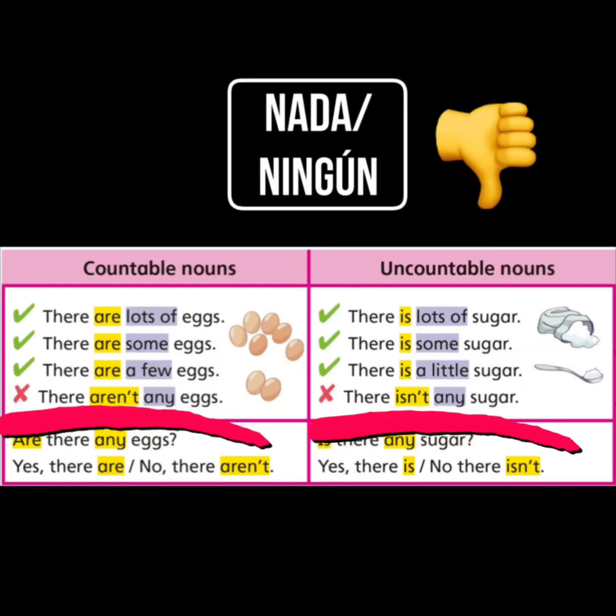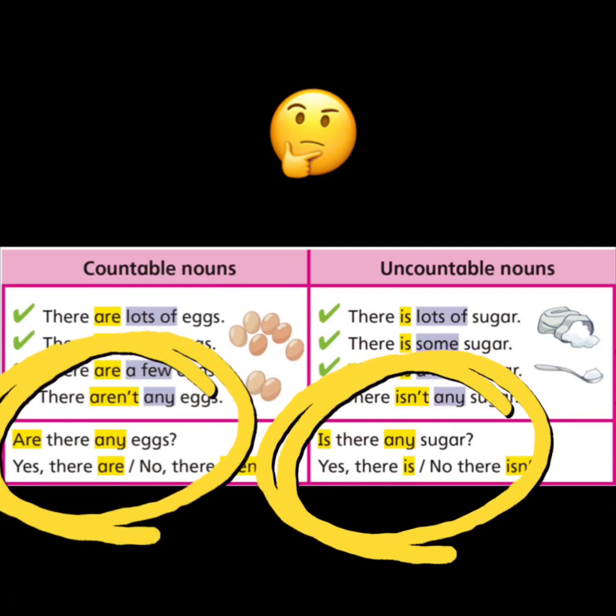Any is a quantifier that we use in English with negative sentences. For example, there aren't any eggs, or there isn't any sugar. As you can see, we use it with countable and uncountable nouns. We also use any to ask questions. Are there any eggs? Is there any sugar?